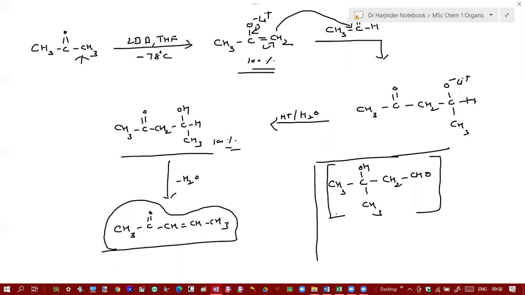So the basic difference is that when you use LDA you get 100% one enolate, because here the entire amount of enolate is formed. It cannot react back with acetone, because you have only the enolate here and nothing else. And this enolate can react with any other carbonyl compound.